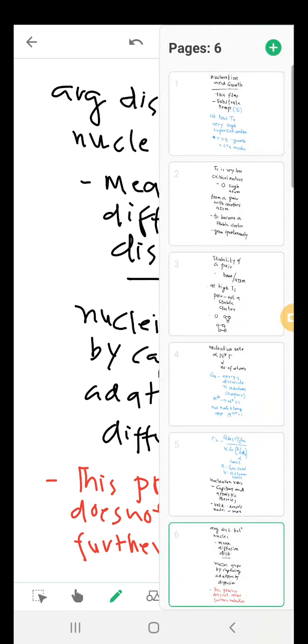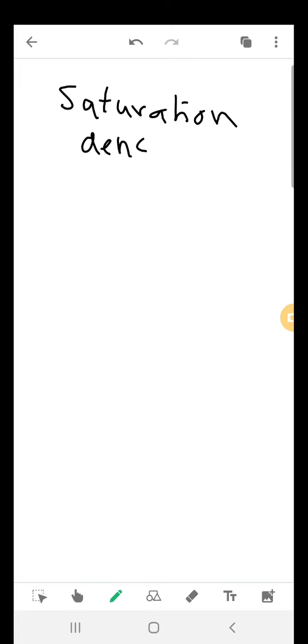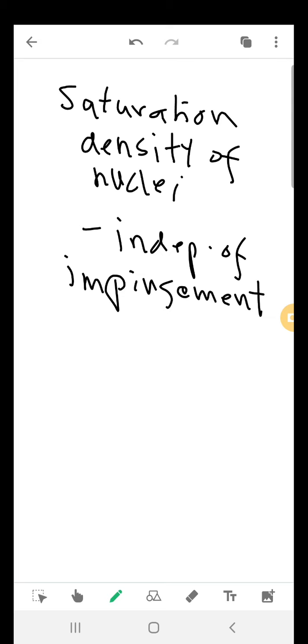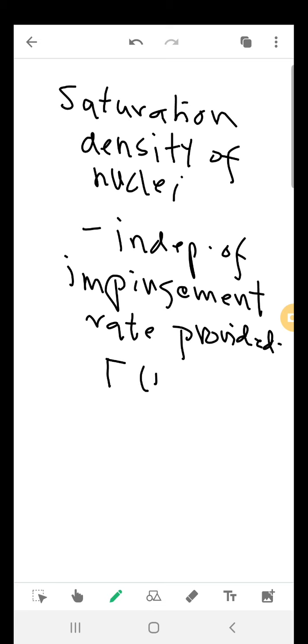Now, the saturation density of nuclei is independent of the impingement rate. That means the rate at which the atoms are coming and hitting the substrate. That is the impingement rate. And this gamma is actually the impingement rate that we talked about.